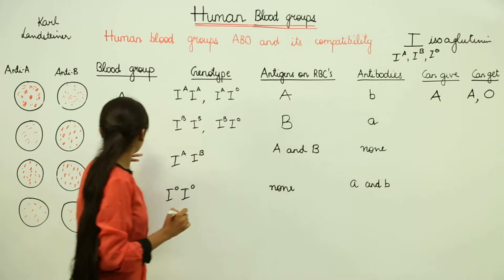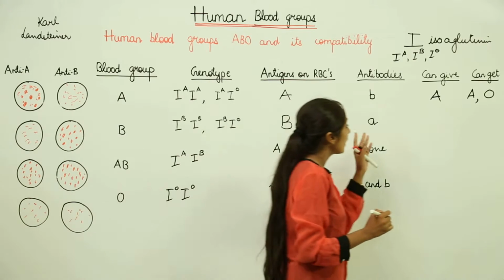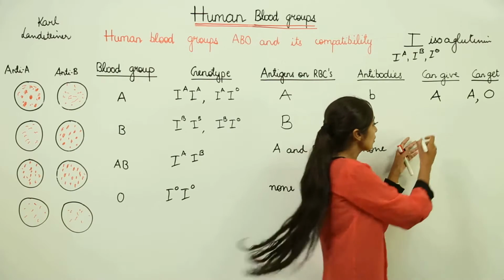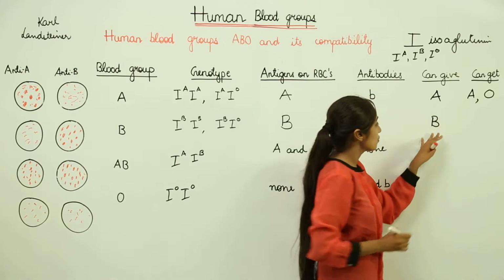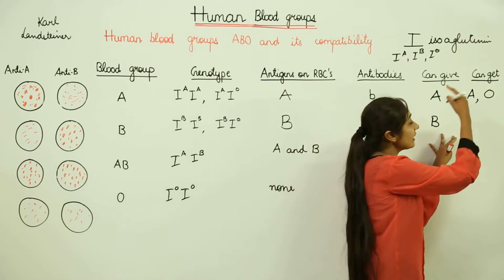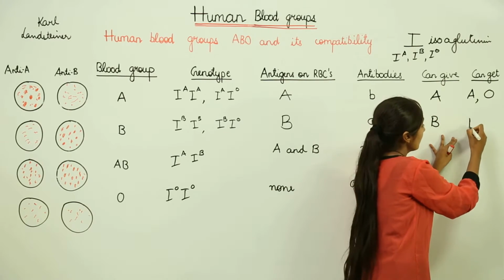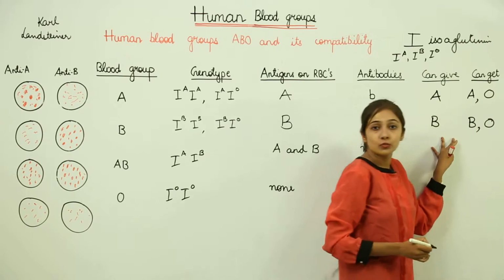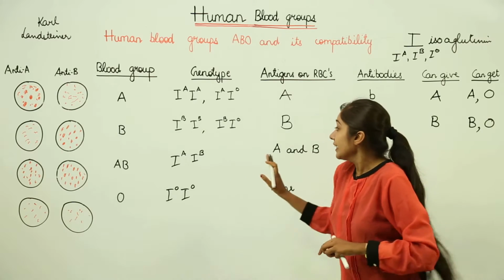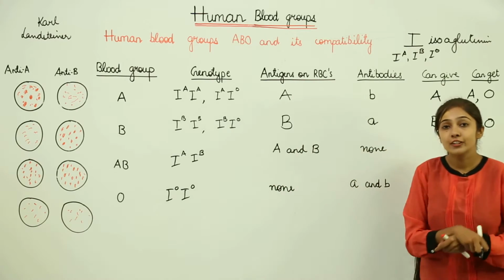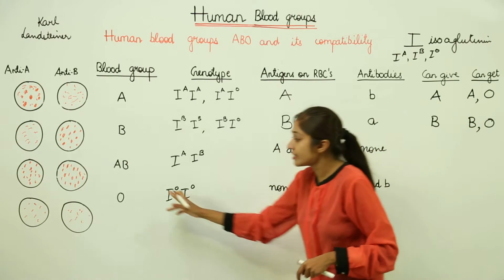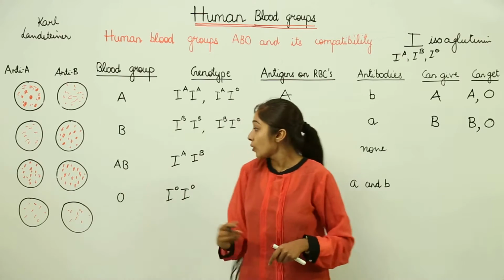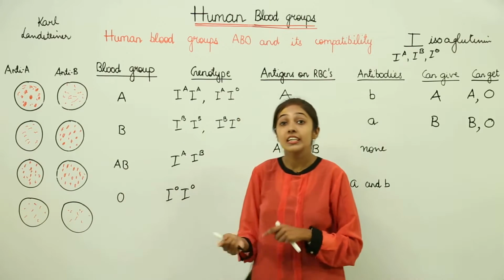Then in case of blood group B, it can give blood to B and can get blood from B definitely and from O blood group as well, right? Now here I'd like to mention that O is universal donor while AB is universal recipient.